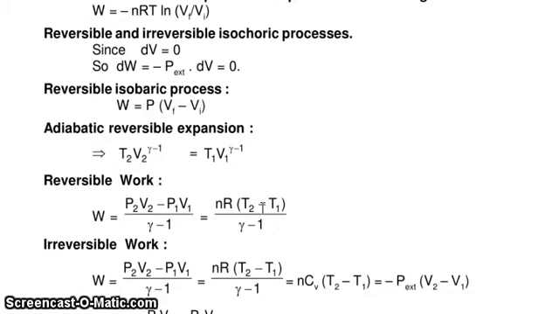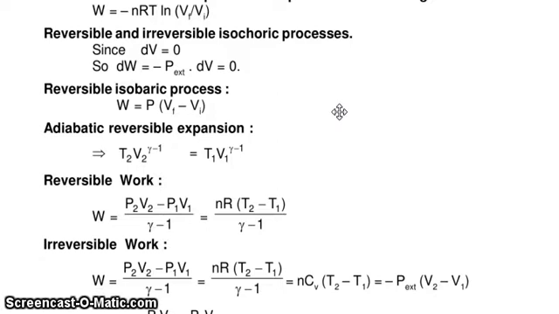So friends, now I will discuss the work done. You know about the work done. Work done is represented by W. So for isothermal reversible expansion or compression of a gas, W is equal to minus nRT ln of V final divided by V initial.